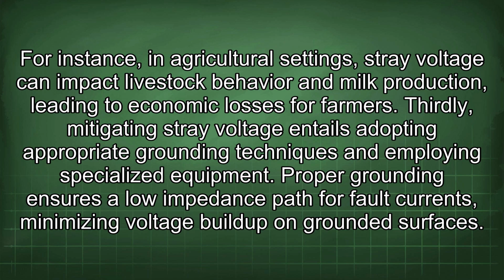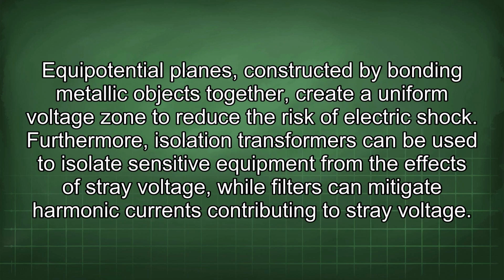Thirdly, mitigating stray voltage entails adopting appropriate grounding techniques and employing specialized equipment. Proper grounding ensures a low impedance path for fault currents, minimizing voltage buildup on grounded surfaces. Copotential planes constructed by bonding metallic objects together create a uniform voltage zone to reduce the risk of electric shock. Furthermore, isolation transformers can be used to isolate sensitive equipment from the effects of stray voltage, while filters can mitigate harmonic currents contributing to stray voltage.